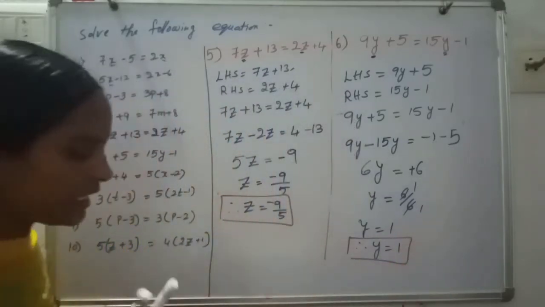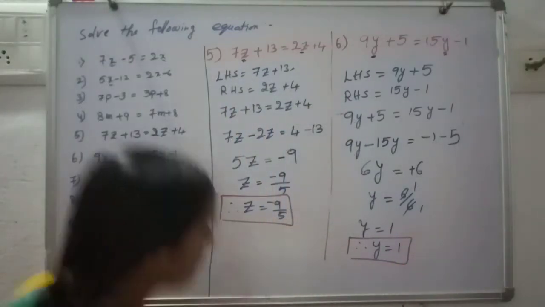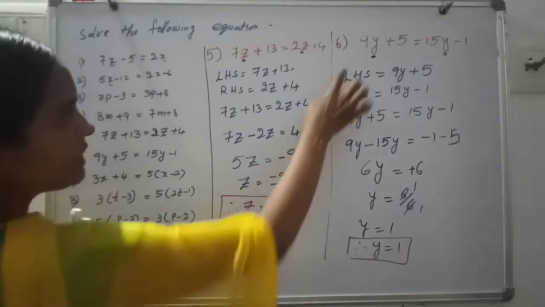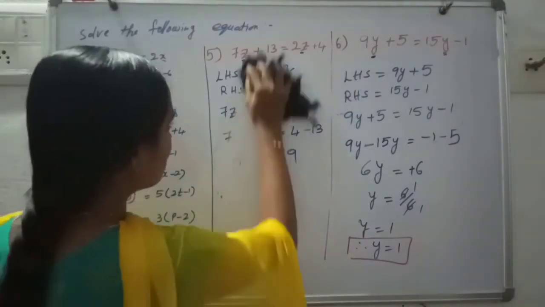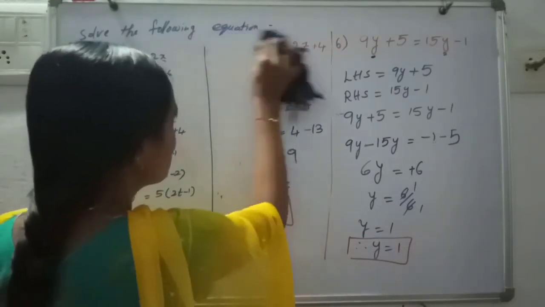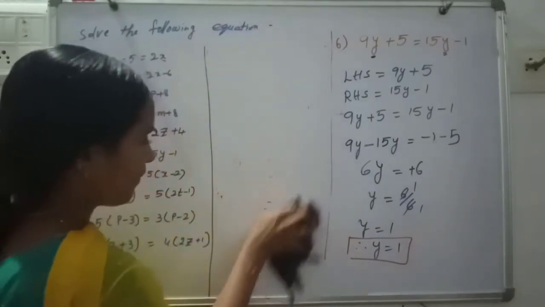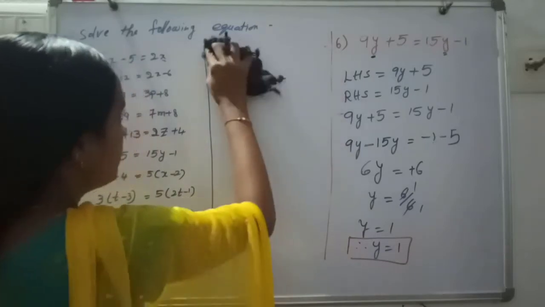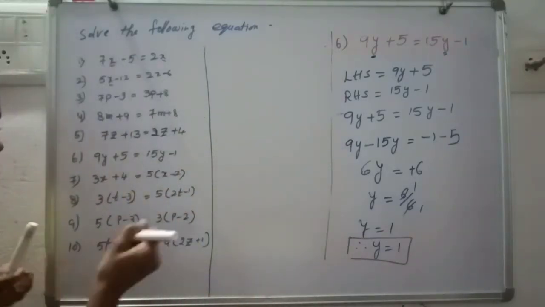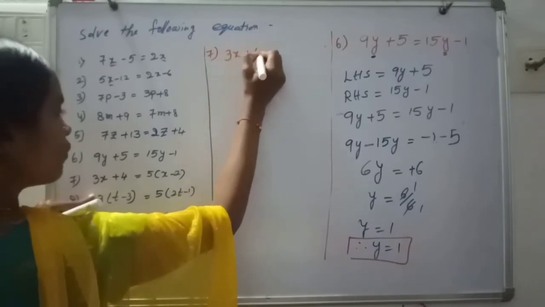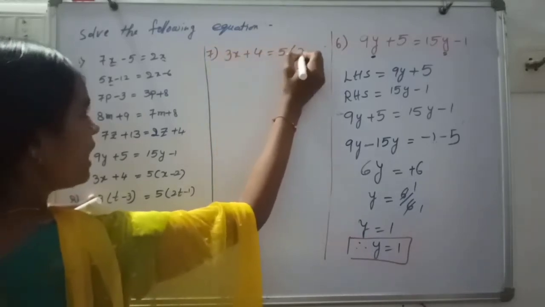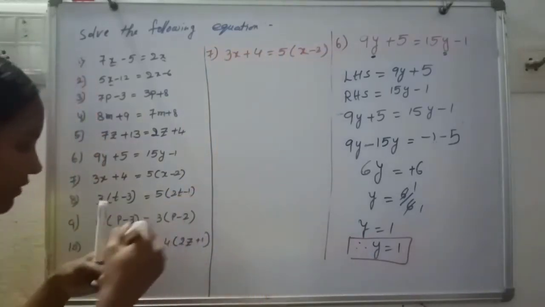Okay, now let's see another one. The sixth one is completed. Now let's see the seventh one. Seventh one, what is that value? 3x plus 4 equal to 5 into x minus 2. It is the given value.